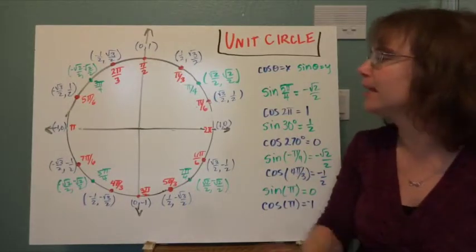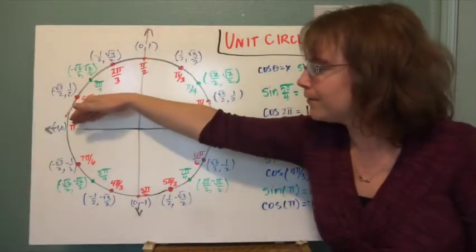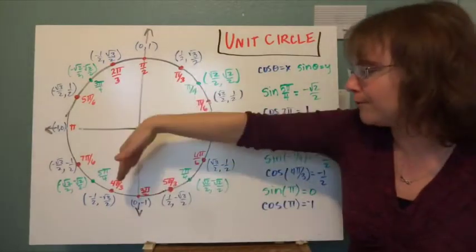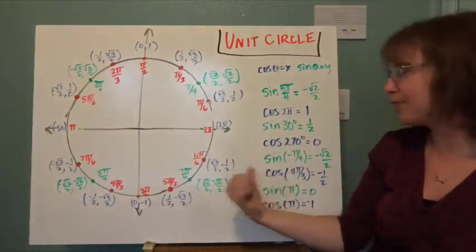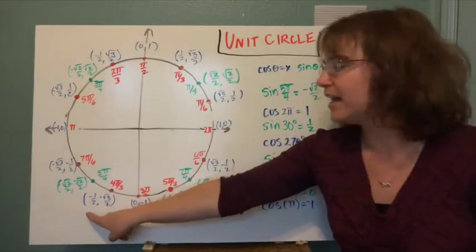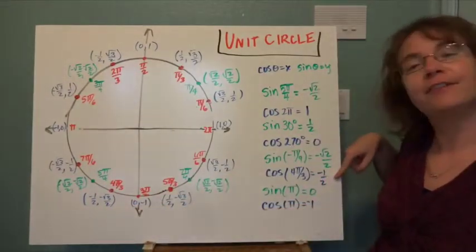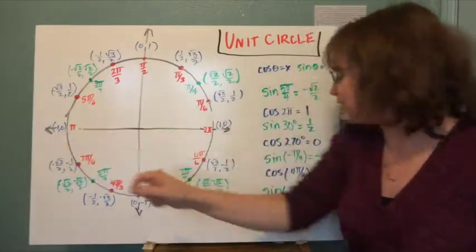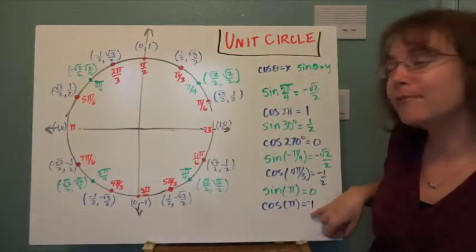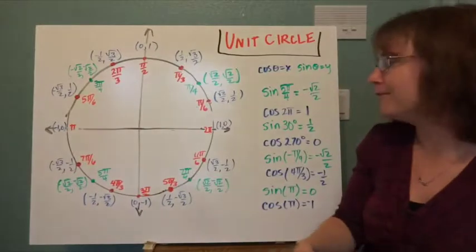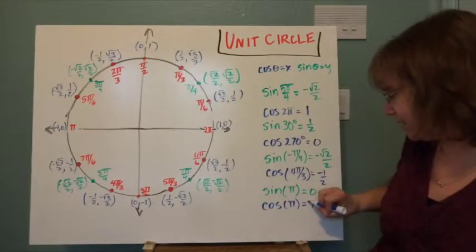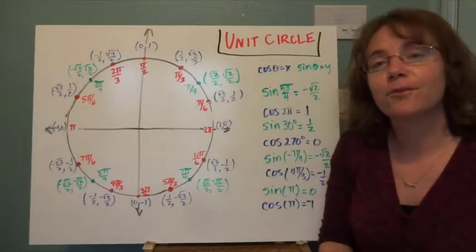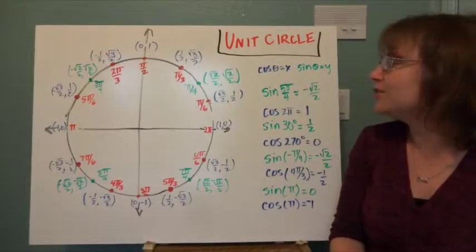Cosine of 4 pi over 3, I'm just going to go around, this is 3 pi over 3, and then 4 pi over 3 is right here, and I'm looking at the cosine, so I'm looking at the x value, so that's just negative 1/2. Sine of pi, go over here to pi, look at my y value, which is just 0. Cosine of pi is my x value, so this should be negative 1. So that's how the unit circle works.